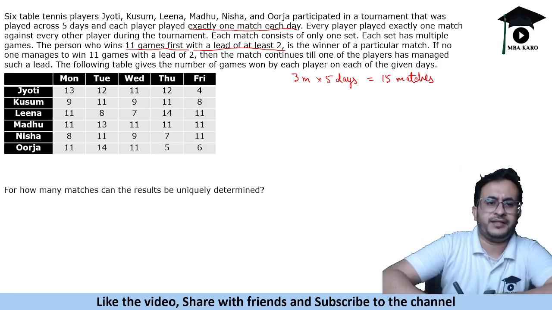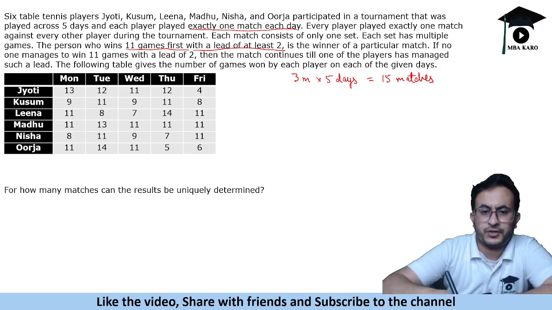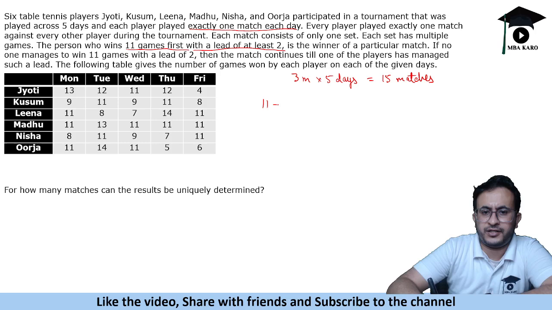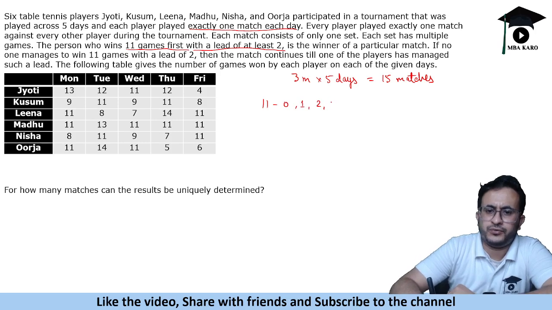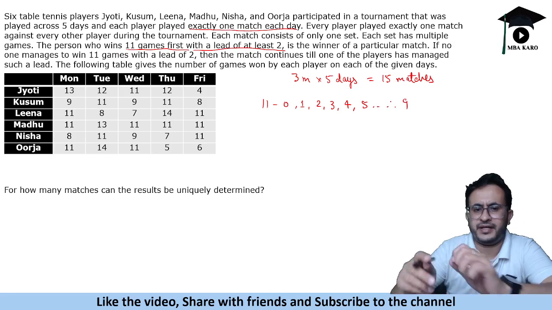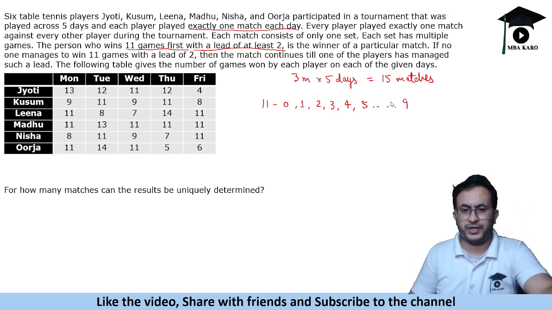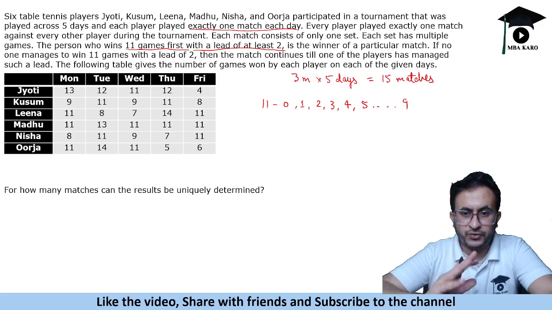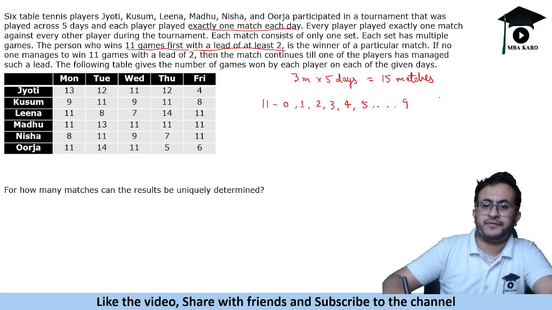So for example, the winning number is 11. If you reach 11, the other opponent can be at 0, you will win. 11-1 you can win, 11-2, 3, 4, 5 and so on till 9, 11-9 you can win. Okay, so if your score is 11-9 you can win, but you cannot have a score of 11-10.